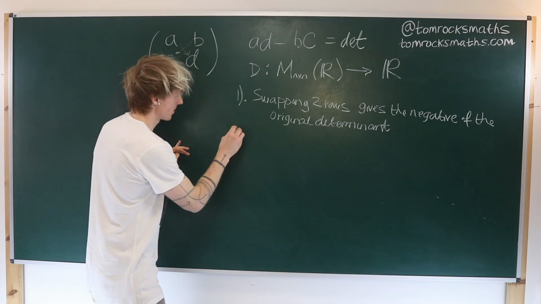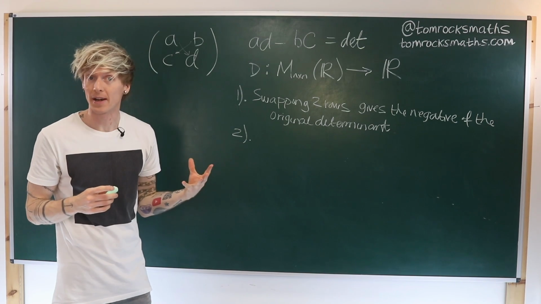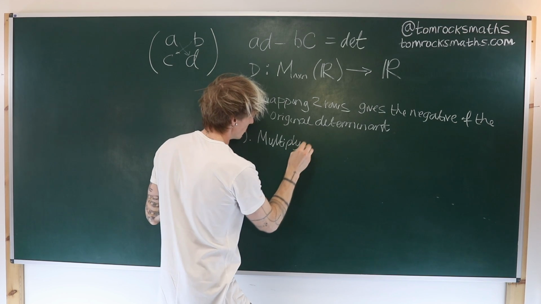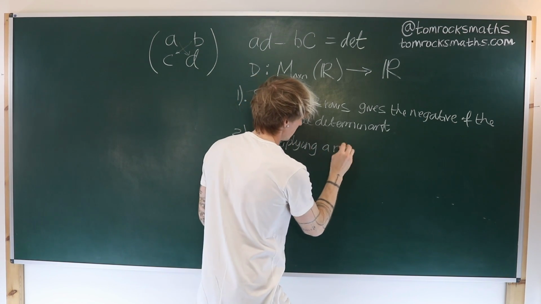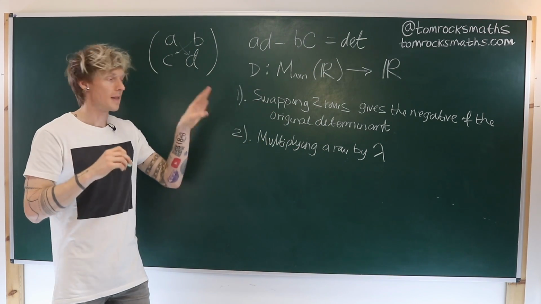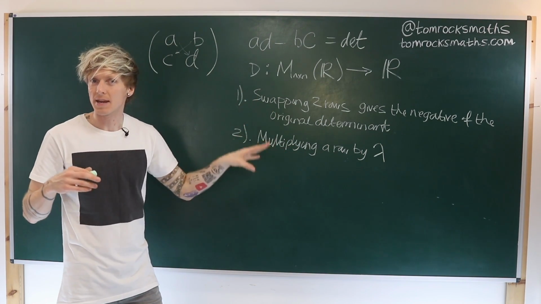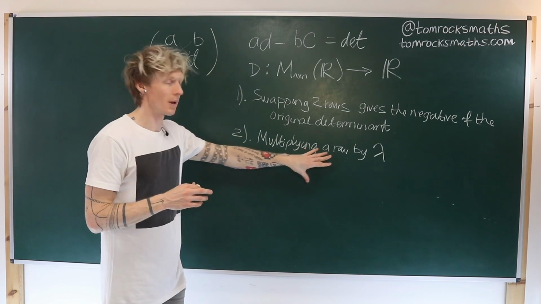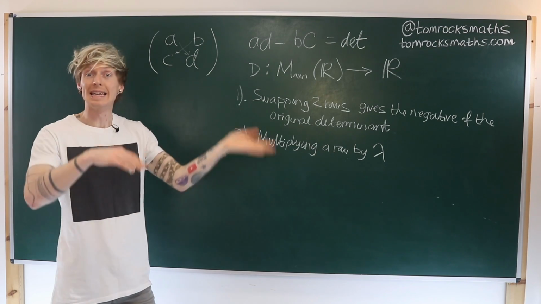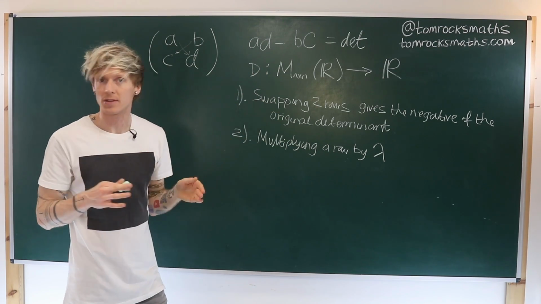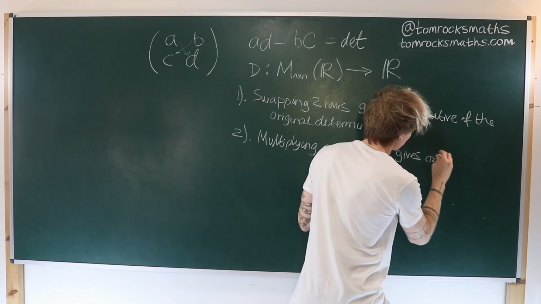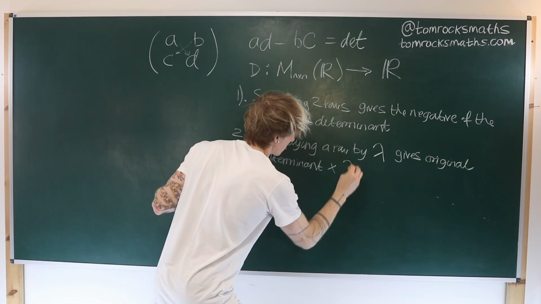Now the second property that we want it to satisfy is to say that multiplying a row by a scalar, by lambda, representing our scalar, then that multiplies the answer by the same scalar. So notice we're not multiplying the whole matrix by this scalar, just multiplying a single row gives an answer that has lambda in front of it. So multiplying a row by lambda gives original determinant times lambda.